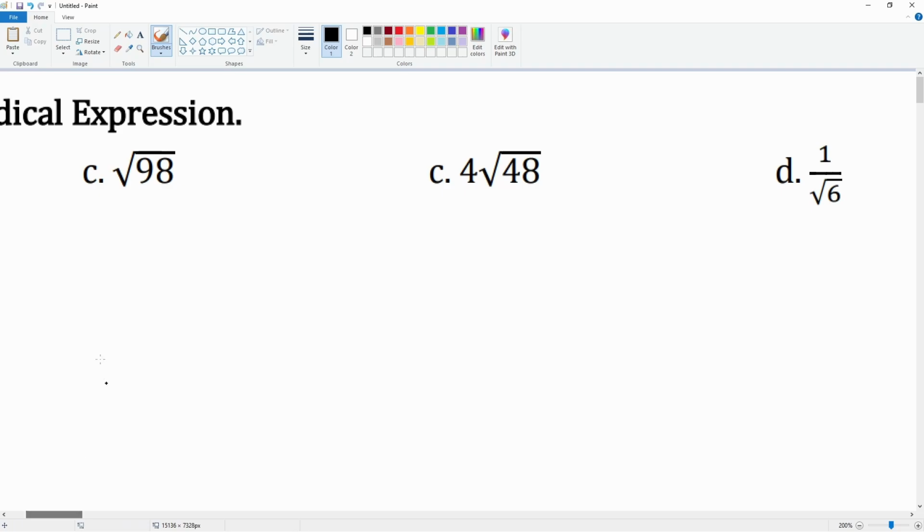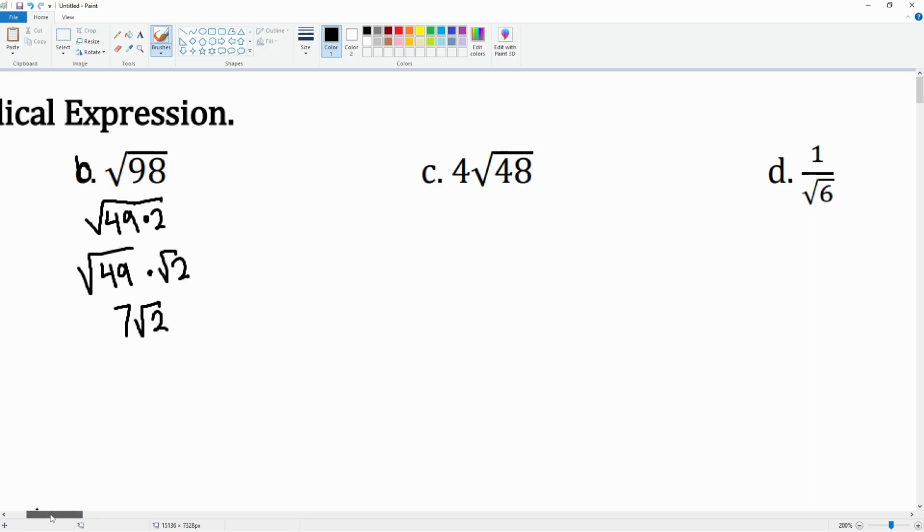Okay, the next one should be B. It's 98, so let's look for some perfect squares here. 4 does not go into 98. Let's see, 98 divided by, let's say, 16. Nope. 98 divided by 49. Yes. So 98 can be broken down into 49 times 2. The perfect square is radical 49, so radical 49 times radical 2. Radical 49 breaks down to just 7 times radical 2. That would be its final answer.